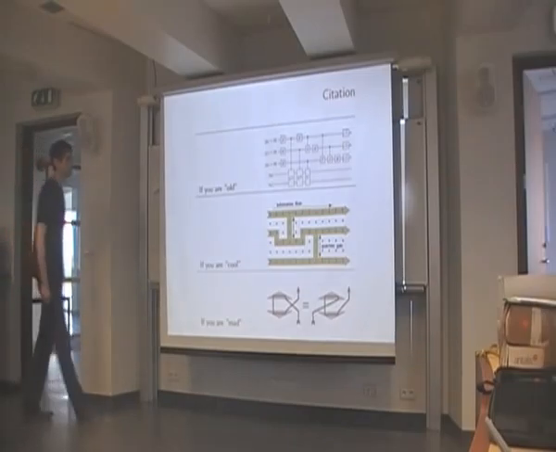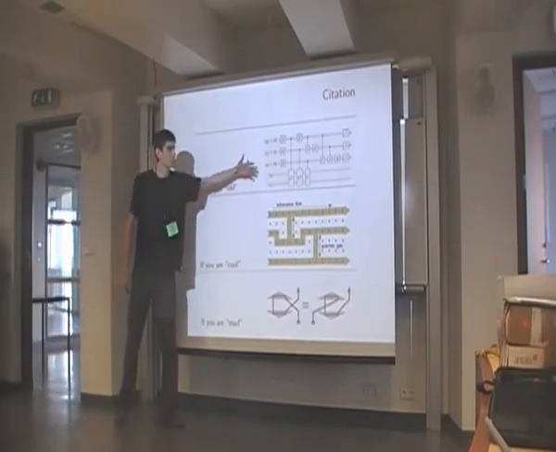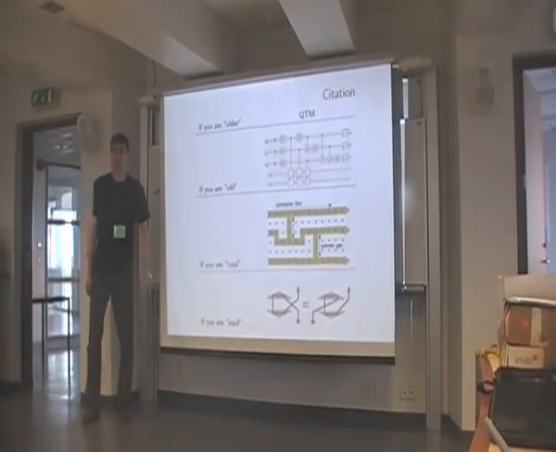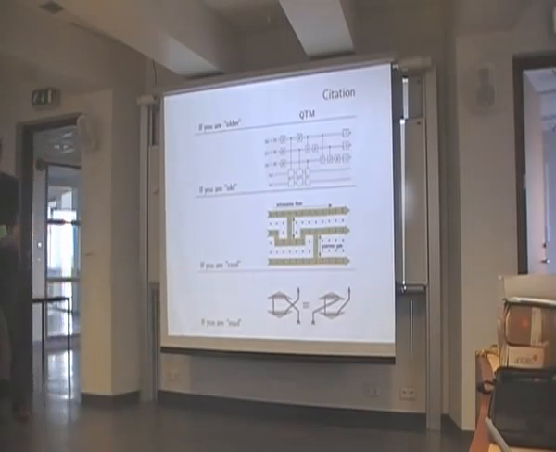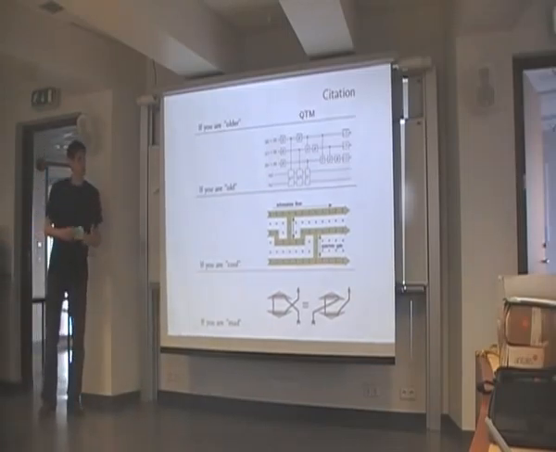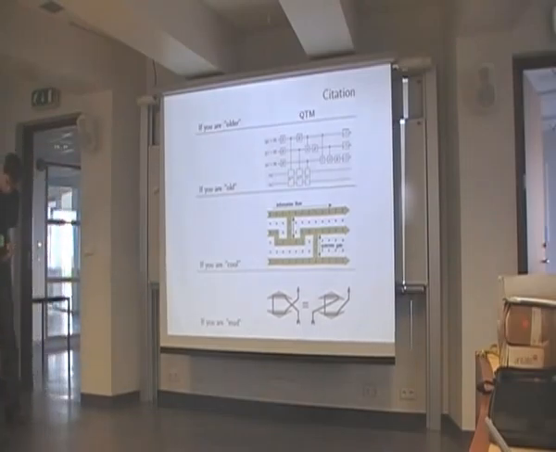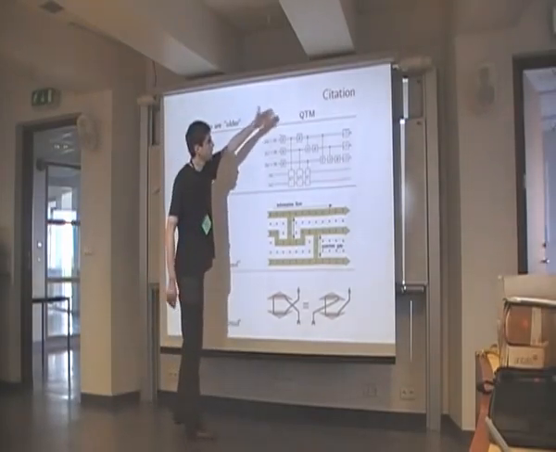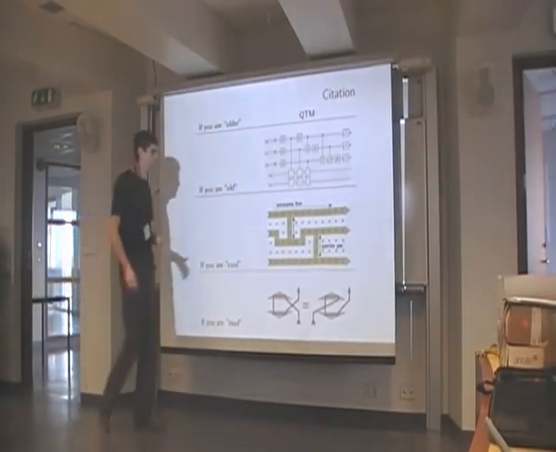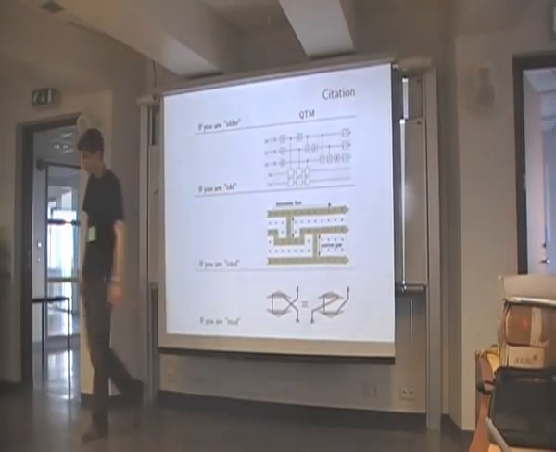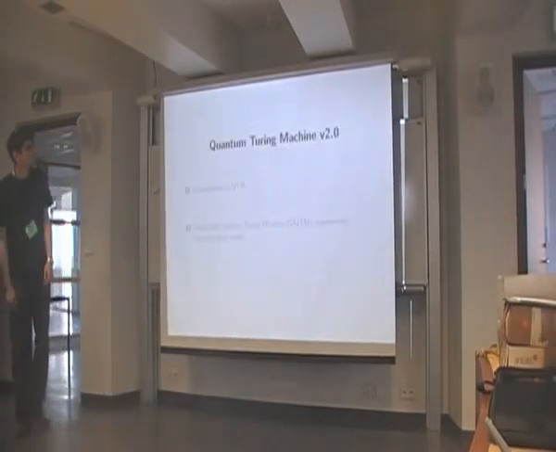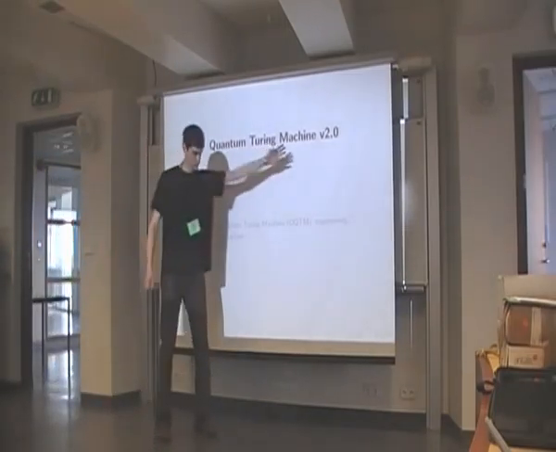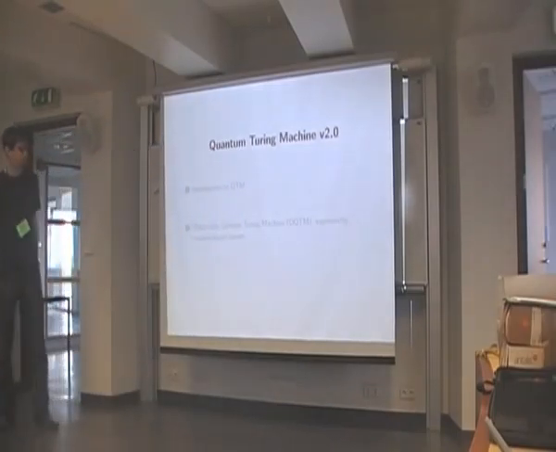The other remark is that if you are old, you used to work with quantum circuits. But if you are even older, you have worked with quantum Turing machines. Because the quantum Turing machine is the very first model of quantum computation, which was introduced by Deutsch in 1985. And it turns out that this model has to be updated in order to deal with this kind of new interesting stuff. So today, I want to update this model and to introduce the new version 2.0 of the quantum Turing machine.